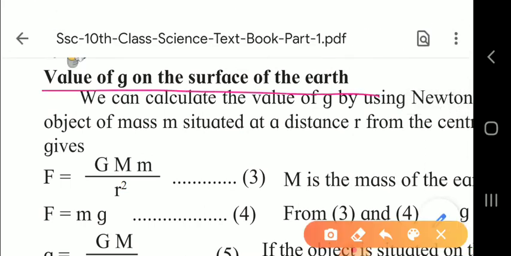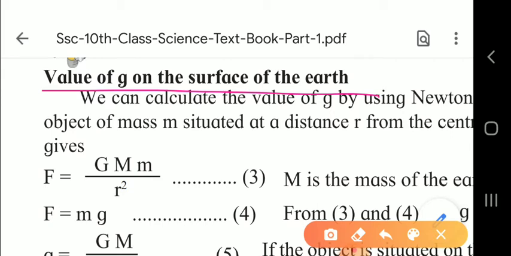Now the value of g on the surface of the earth, that we will calculate here. Let us see. We can calculate the value of g by using Newton's universal law of gravitation for an object of mass m situated at a distance of r from the center of the earth. That is given by F is equal to G M m upon r square, where capital M is the mass of the earth, m is the mass of the other object or satellite, and G is the gravitational constant.